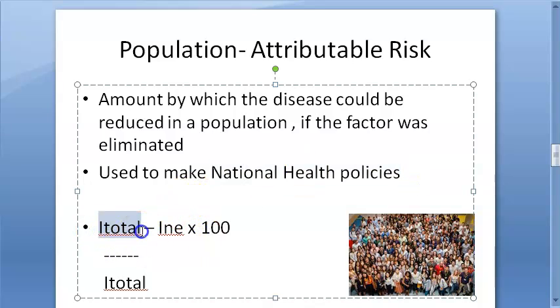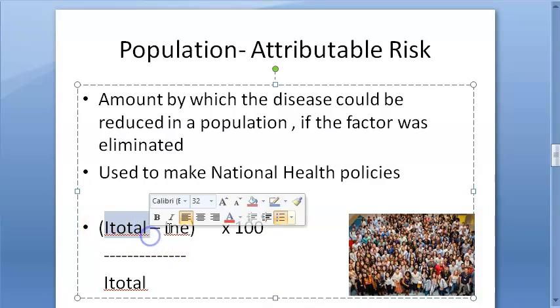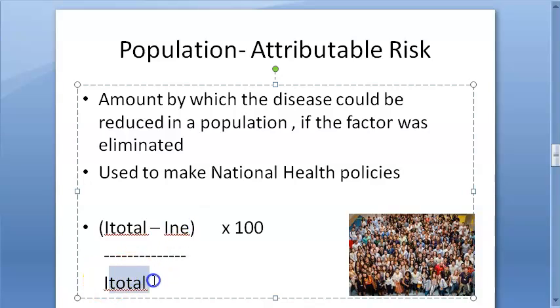What is the formula? It is the incidence in total population minus incidence among not exposed, divided by incidence among total population, this whole thing into 100. So did you get the formula? It is incidence in total population minus incidence in not exposed divided by incidence in total population. So this is what we are trying to reduce. Incidence among not exposed, that you cannot reduce, but at least incidence among exposed you can reduce.